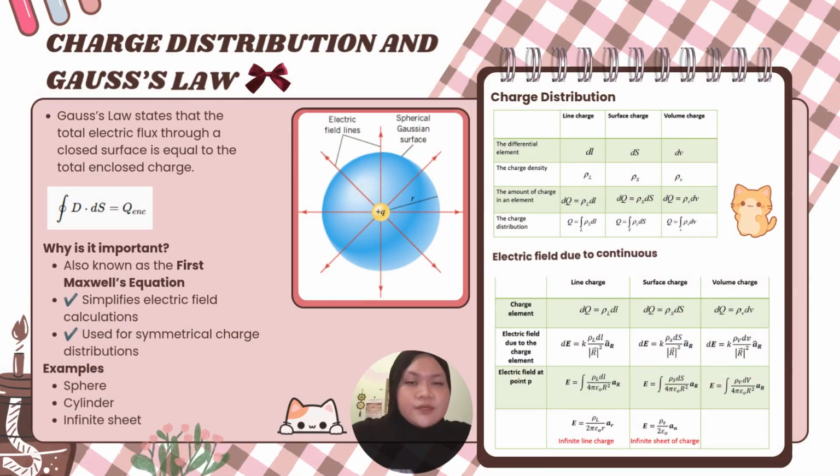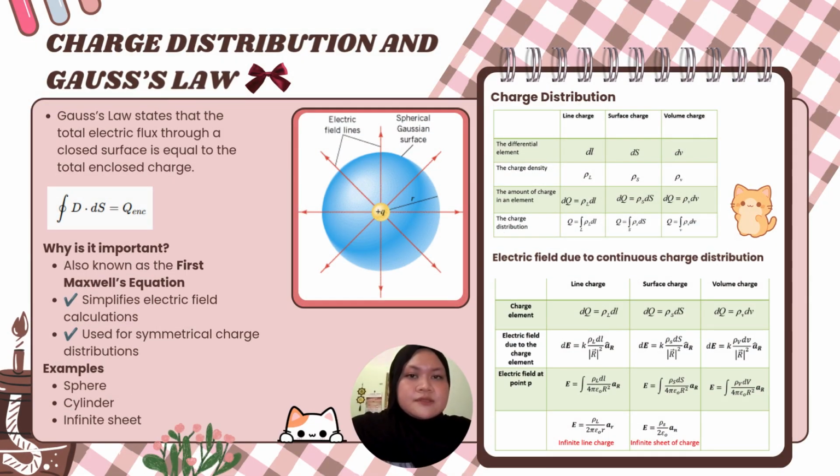And the next one, we have Gauss's law. Gauss's law states that the total electric flux through a closed surface is equal to the total enclosed charge. And Gauss's law, also known as the first Maxwell equation, makes it easier to calculate electric fields for symmetrical objects such as spheres and cylinders.